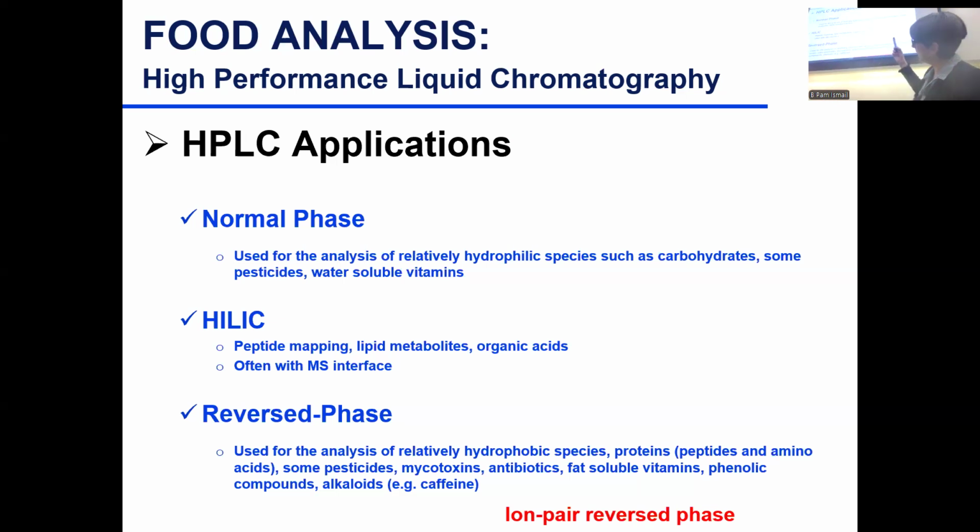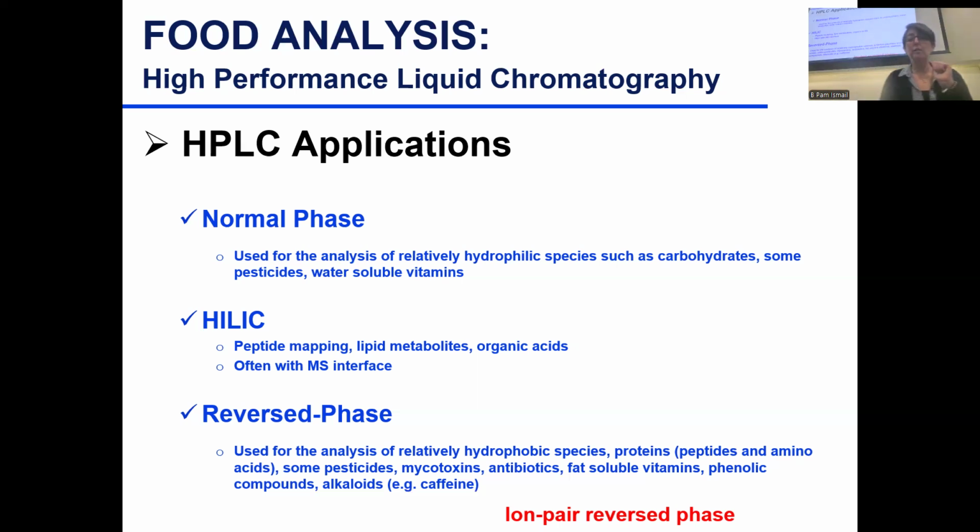What we call it, HILIC. And then you can add a mass spec interface to it, and it's commonly used when we do peptide mapping, meaning when we digest a protein, we map the peptides generated by different enzymes used to digest the protein. So we use HILIC to identify those peptides.